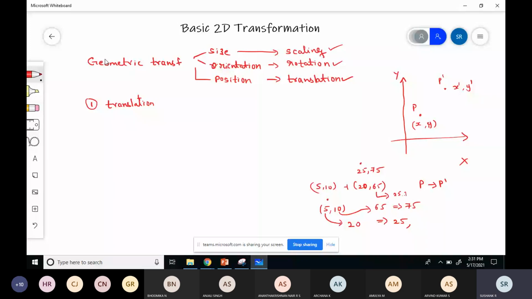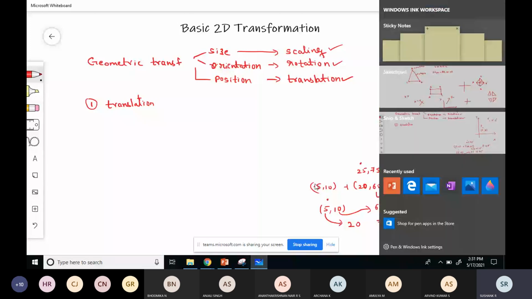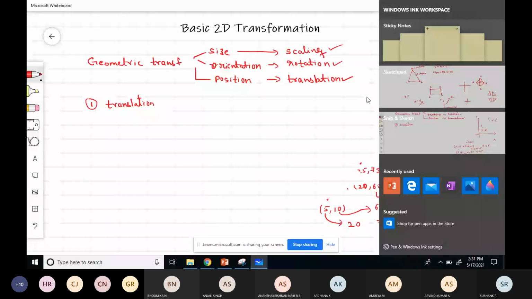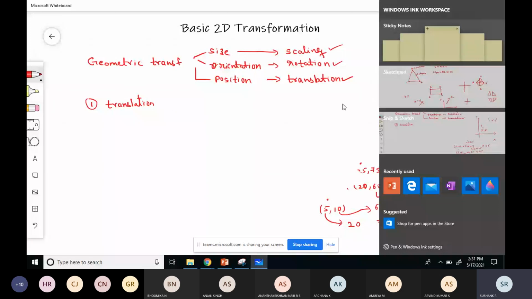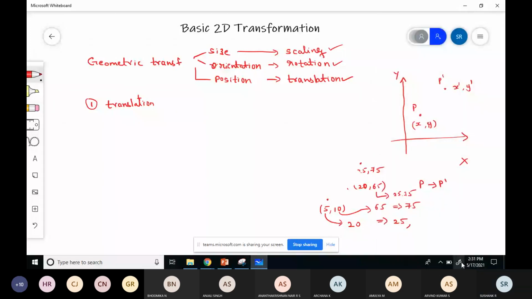Are you getting this point? Someone, just unmute and answer whether you understood. Did you understand? Yes or no?